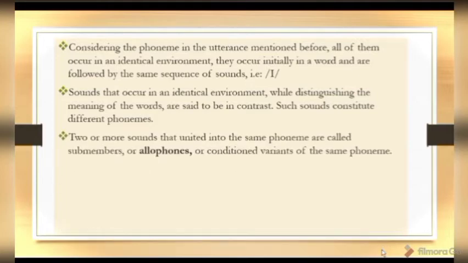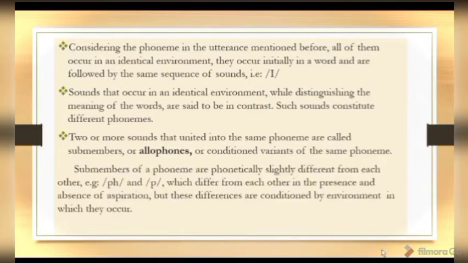Two or more sounds that are united into the same phoneme are called submembers, or allophones, or conditioned variants of the same phoneme. Submembers of a phoneme are phonetically slightly different from each other. For example, aspirated p and unaspirated p differ from each other in the presence and absence of aspiration. But these differences are conditioned by the environment in which they occur.